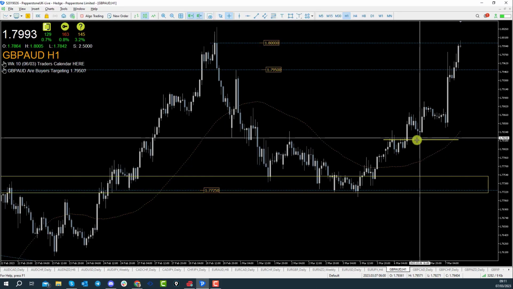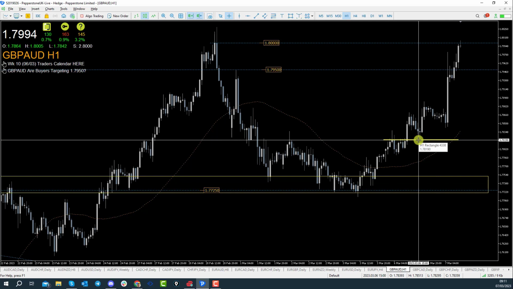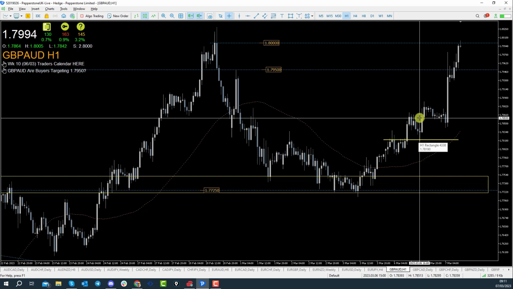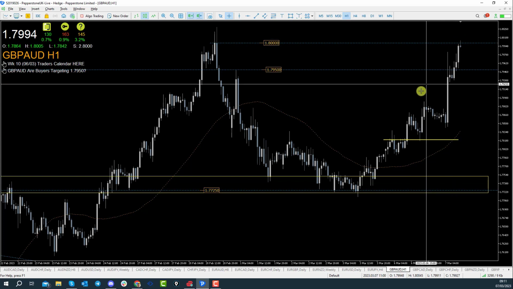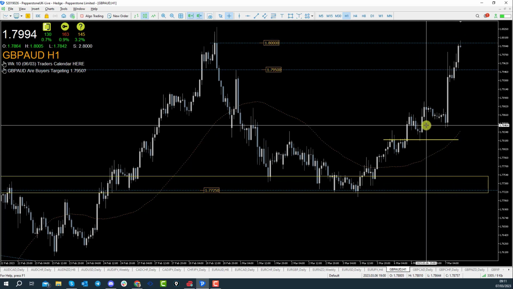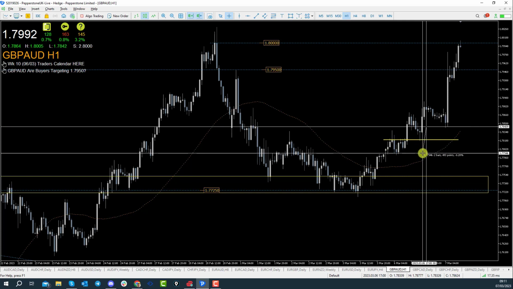But we talked about this pullback into these previous highs here around the 1.7820 yesterday. We said look for longs in and around that area because price may move higher. Now, it formed a little pin candle off that level. That could have been your entry long. We talked about 50 pip stop losses.